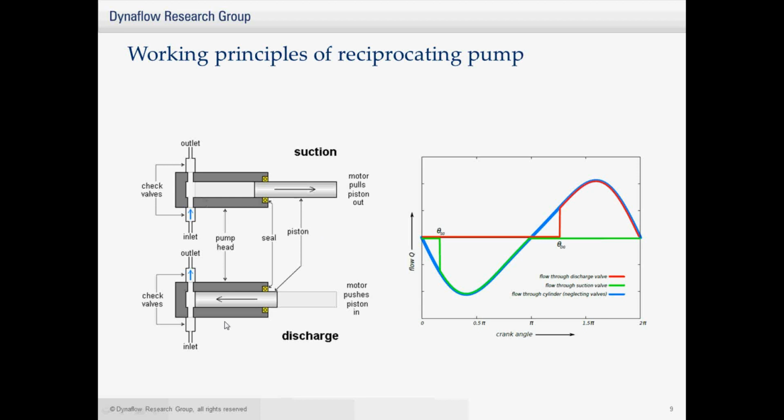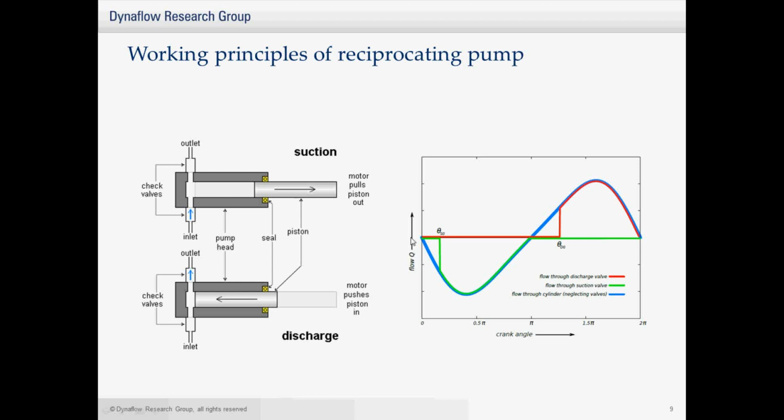And in the discharge phase, the valve at the bottom closes, the piston moves back in and pushes all the water out, and the valve at the discharge side opens. And this repeats, and for the suction the outlet valve closes and the inlet valve opens.